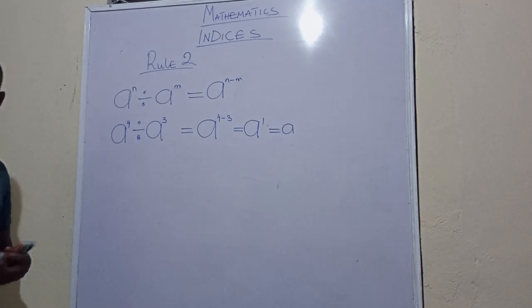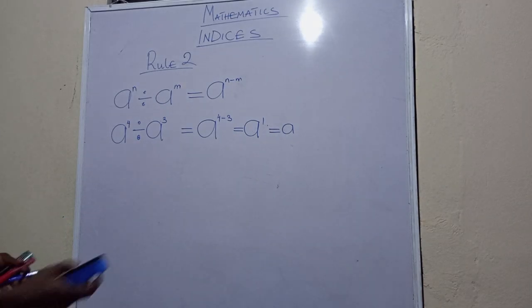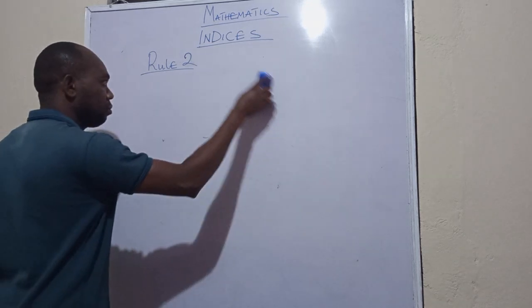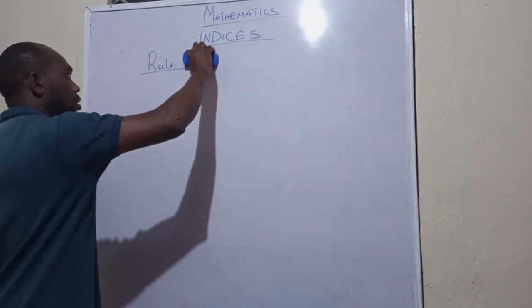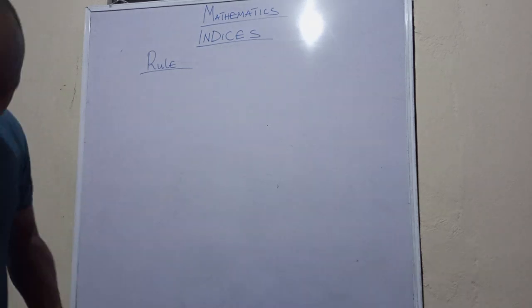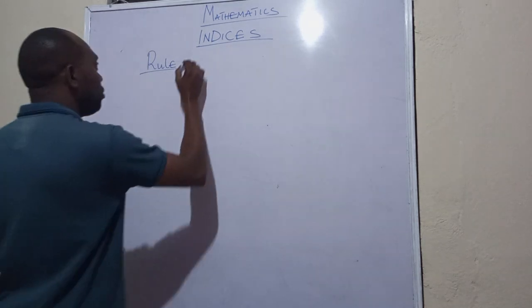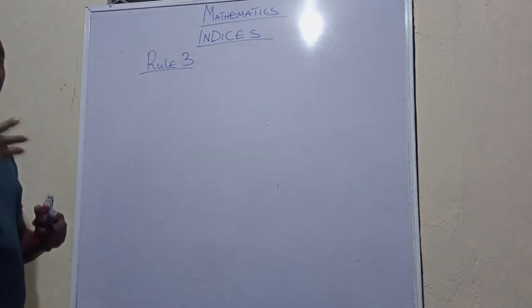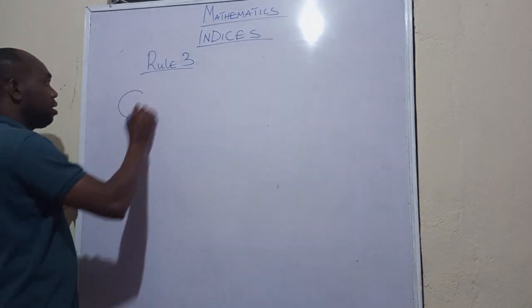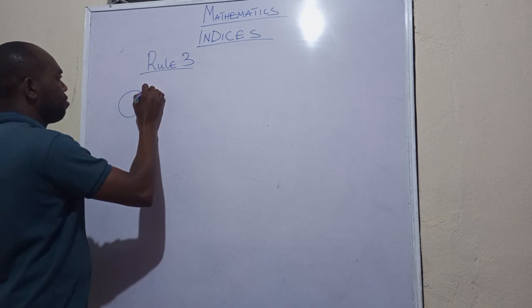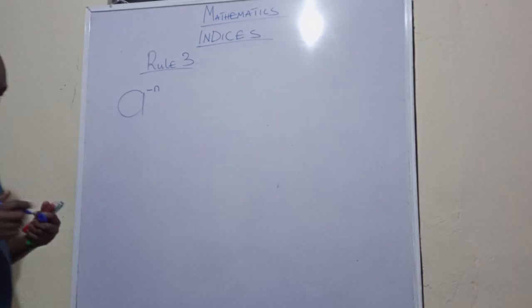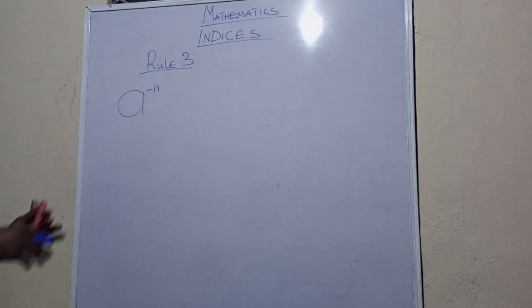Now let's move on to rule 3, which is very important too. The rule 3. Now, in rule 3, it's very important. It says that a raised to the power of minus n. Look at rule 3.